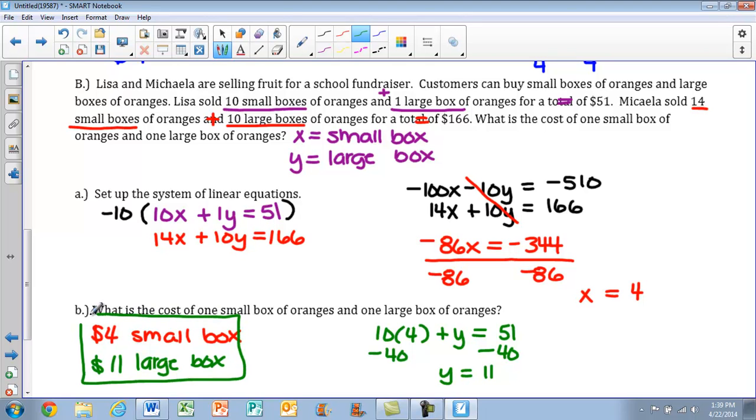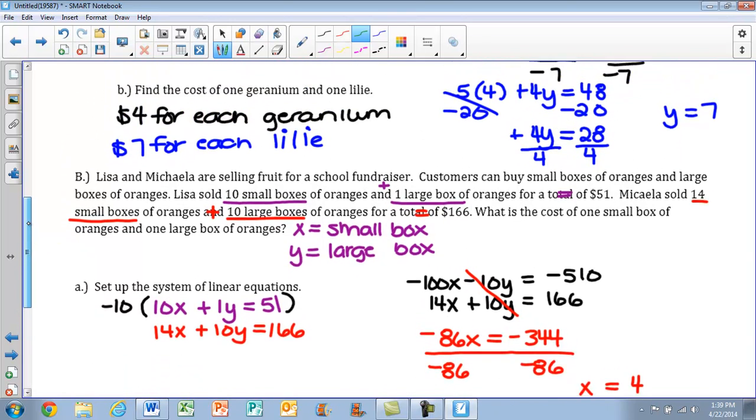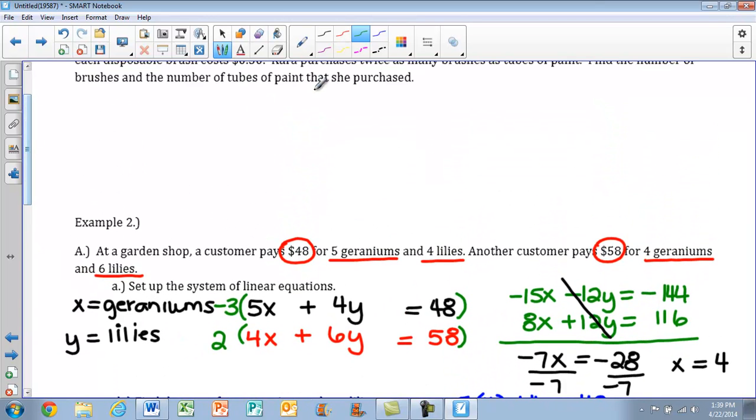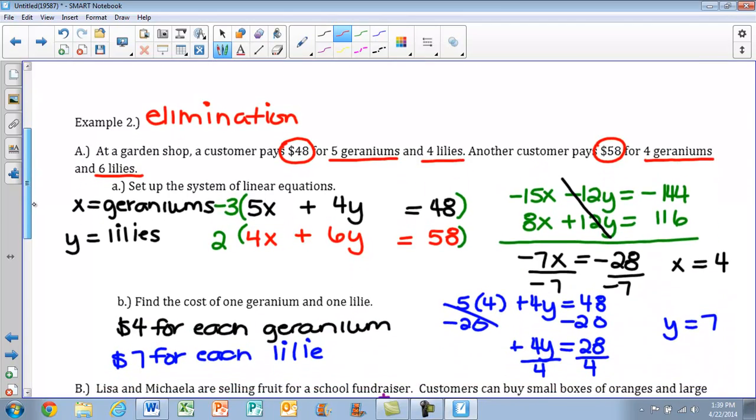Now, again, you guys can kind of see that it is easier to use elimination or substitution for these problems, that graphing really wouldn't be the most efficient. So why don't we scroll back up to example 2, and next to example 2, please write that you used elimination for both of these. So now you have the different types of word problems, and you can go back and reference these as to how you set them up.